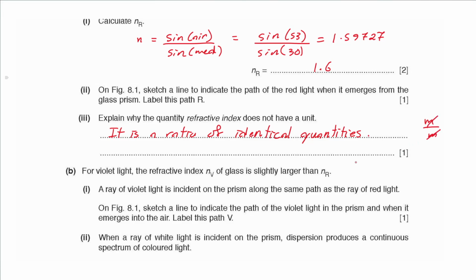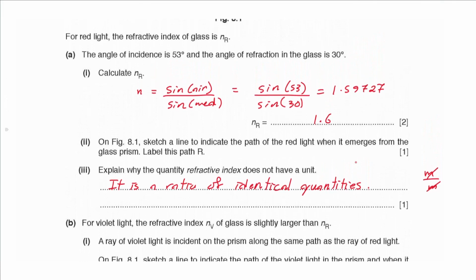Part B says for violet light, the refractive index nv of the glass is slightly larger than nr. A ray of violet light is incident on the prism along the same path as a ray of red light. On figure 8.1, sketch a line to indicate the path of the violet light in the prism and when it emerges into the air. Label this path V.